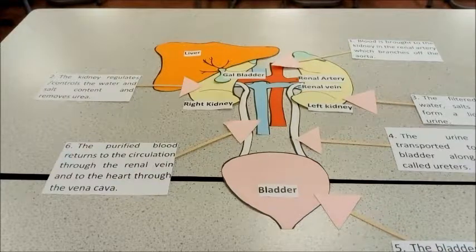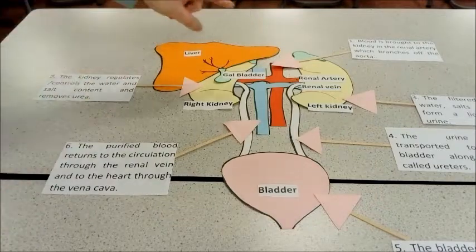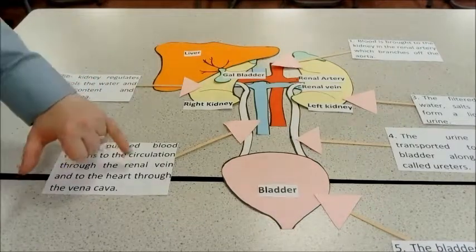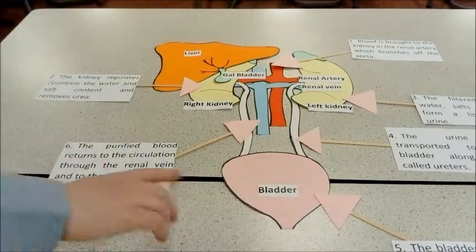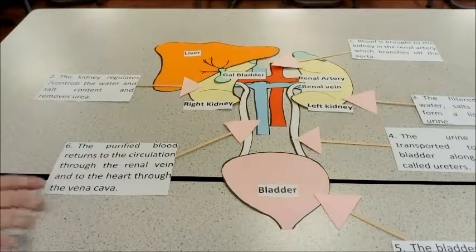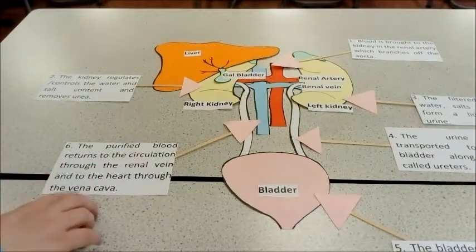The urine is transported along tubes called ureters to the bladder. In the bladder, this urine is stored until the body gets rid of it, and the purified blood returns back to the circulatory system through the renal vein, which eventually takes the blood back to the heart via the vena cava.